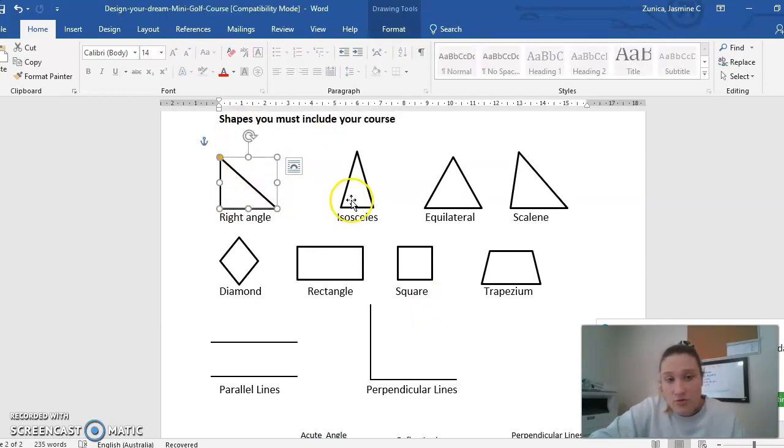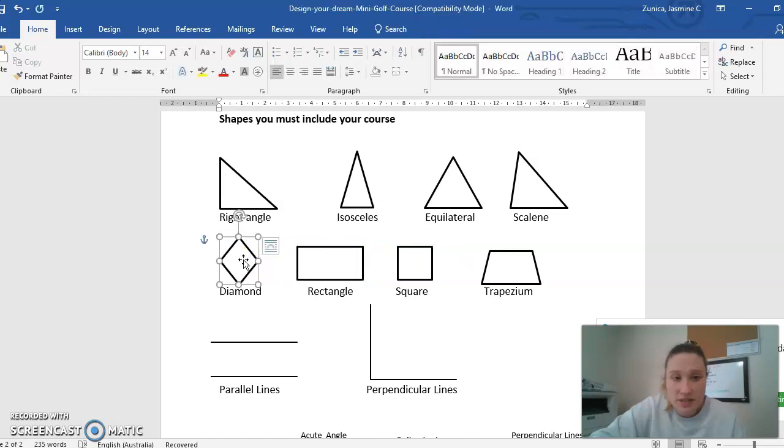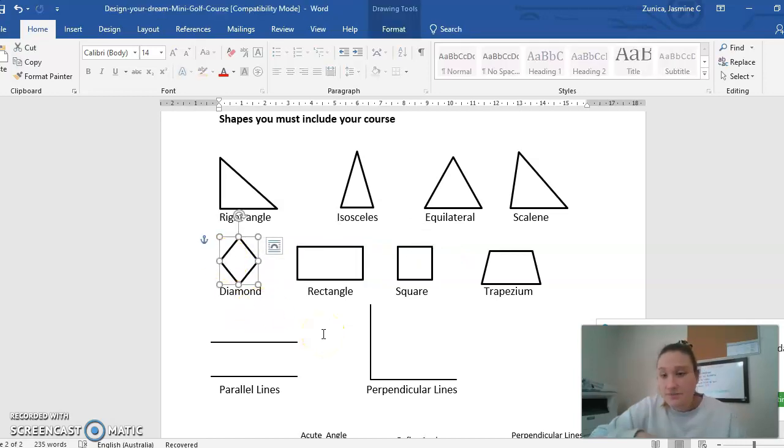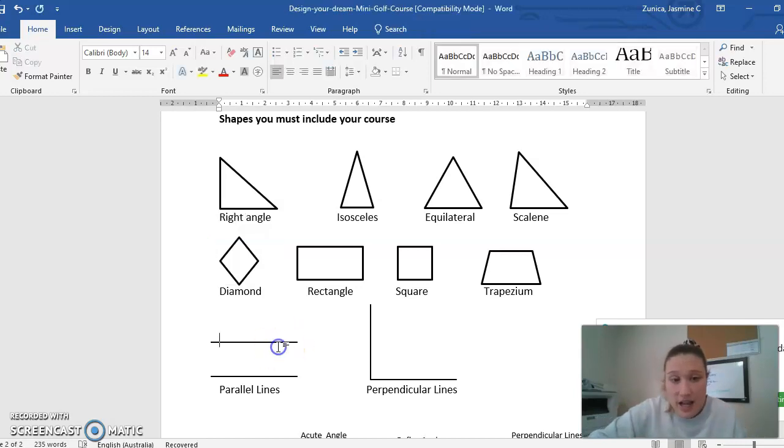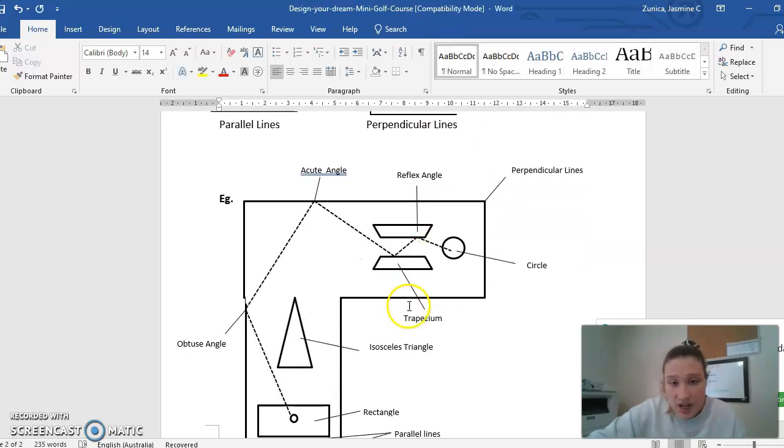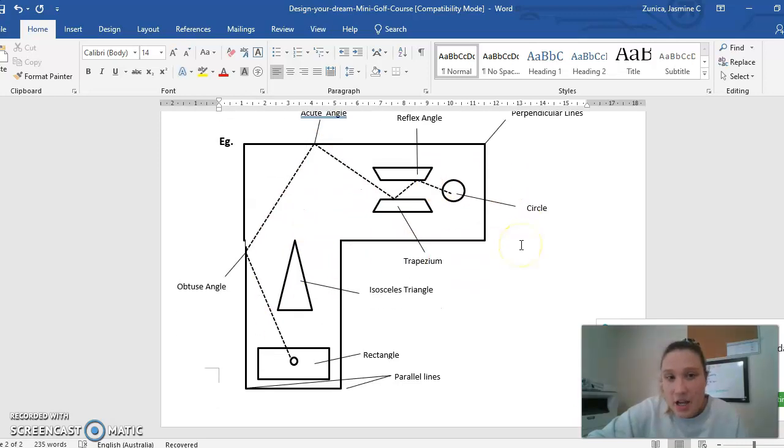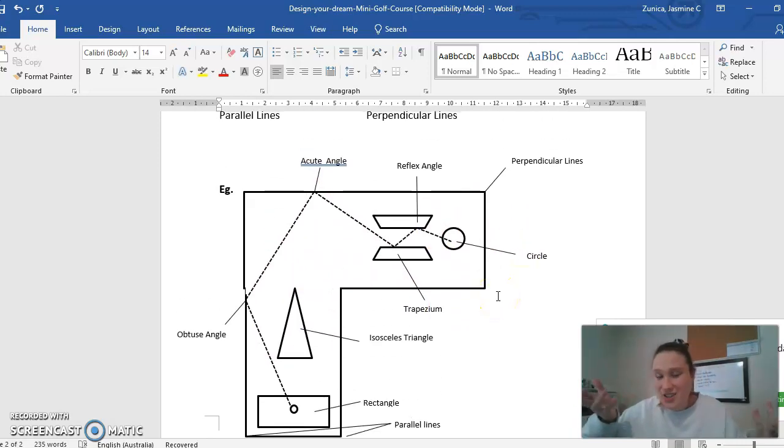Right angle triangle, isosceles, equilateral, scalene, trapezium, square, rectangle, diamond, okay? These are the shapes you are including. Parallel lines and perpendicular lines. So this is an example here for you guys of how to actually do it, okay?